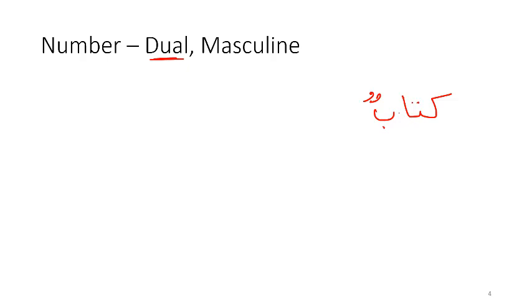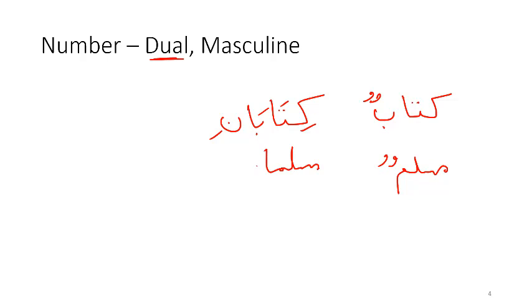The question now is, how do we say 2 books? And the answer is, we say 2 books by writing kitabani. So one book, kitabun, 2 books, kitabani. Let's take another word now. Say we have Muslimun. Muslimun means one Muslim, and 2 Muslims will be Muslimani. I hope you see what's going on here.